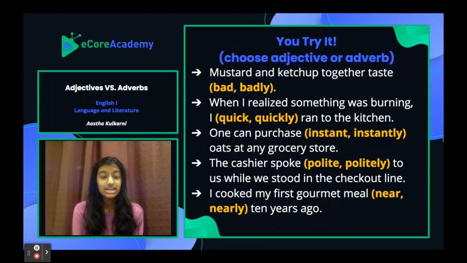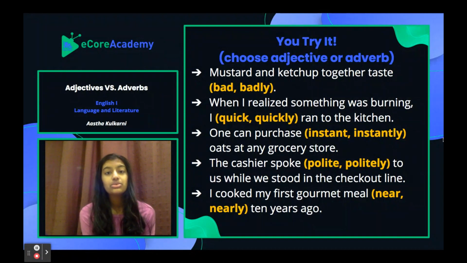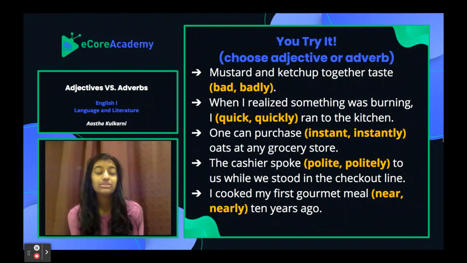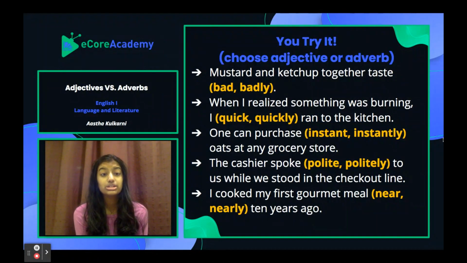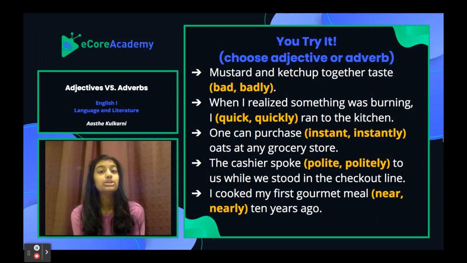Now let's put this to the test with these 5 sentences. Basically, in the parentheses, we have the adjective first and then the adverb second. And you basically just want to choose between the two, and then we will check over what you guys got. So pause the video right here, take a couple minutes to answer these questions, and then resume the video when you're done, and I will be going over the correct answers.